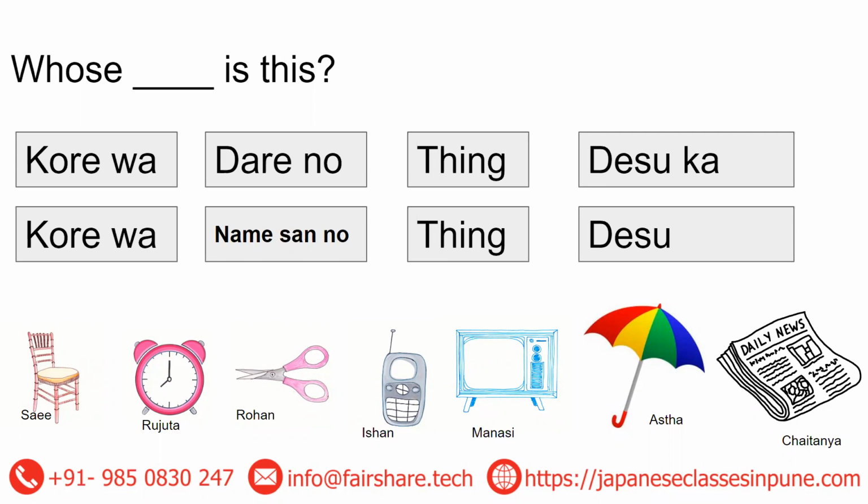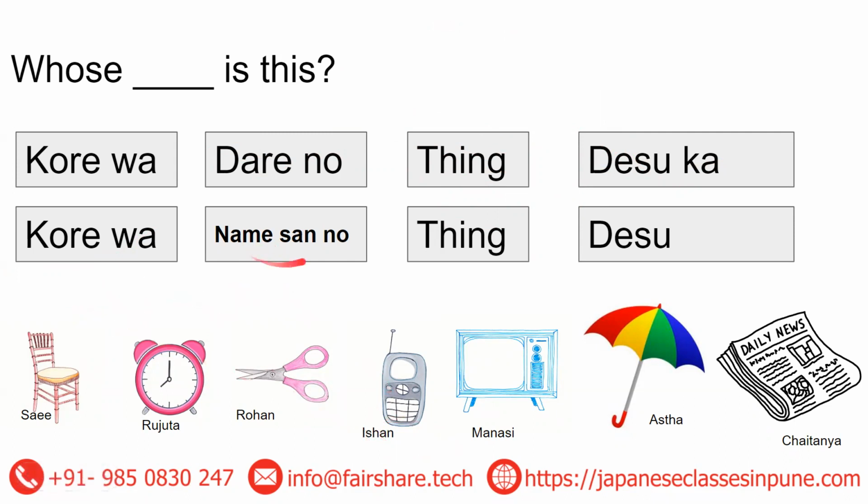So, dare no, then whatever the thing is, because we already know the thing, you have to fill in this blank as well. So, kore wa dare no, let's take mobile. Keitai denwa. Okay, keitai denwa desu ka? Kore wa dare no, keitai denwa desu ka? Now here, the name is Ishan. So let's take Ishan as the example.